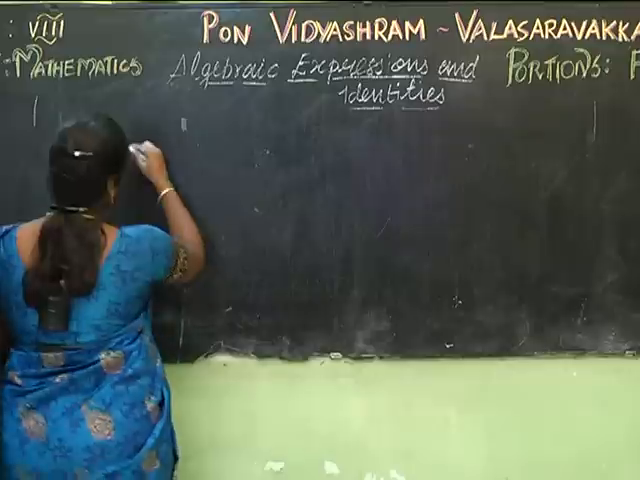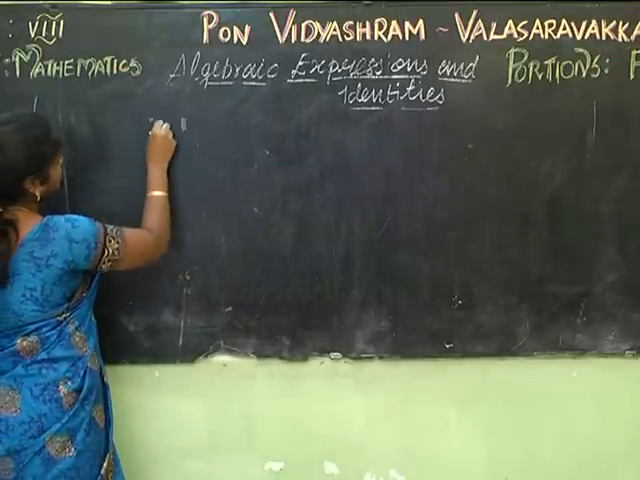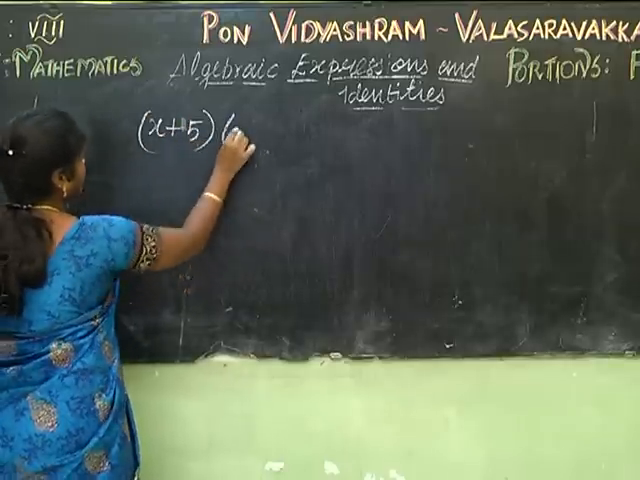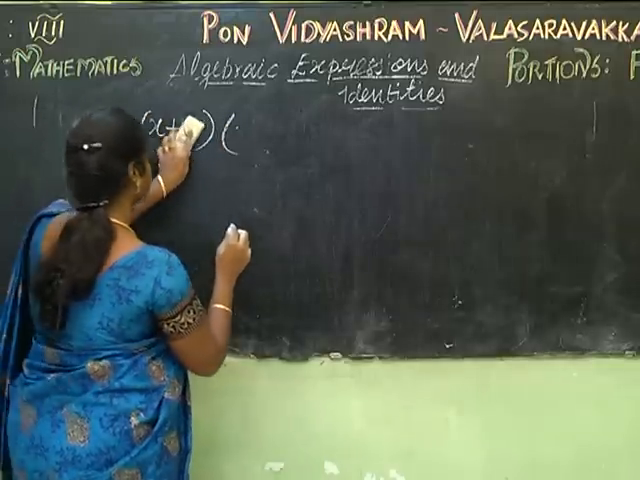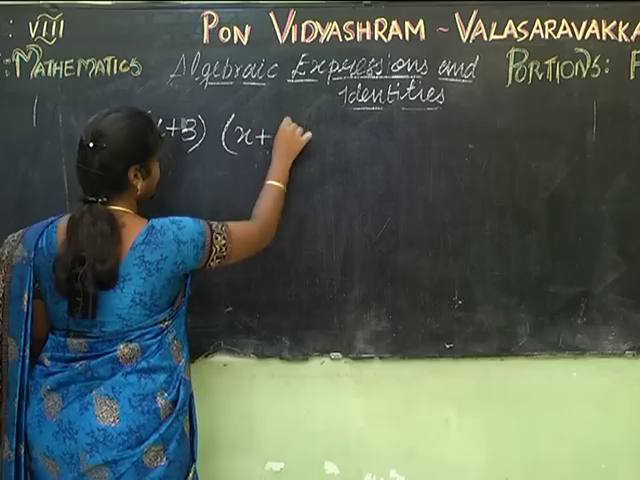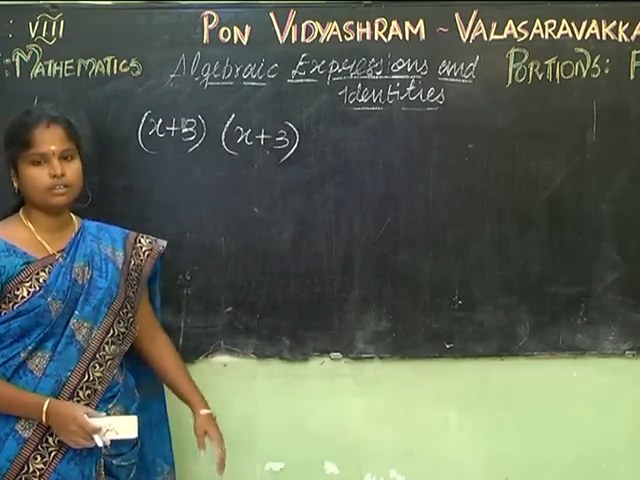How to apply the identity in the product of algebraic expressions. For example, x plus 5 into... we'll take some other example, x plus 3 into x plus 3. How will you find the product of these two expressions?